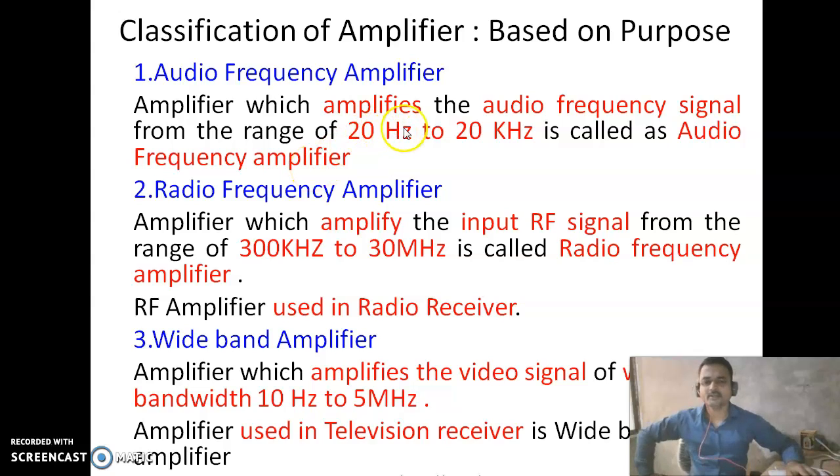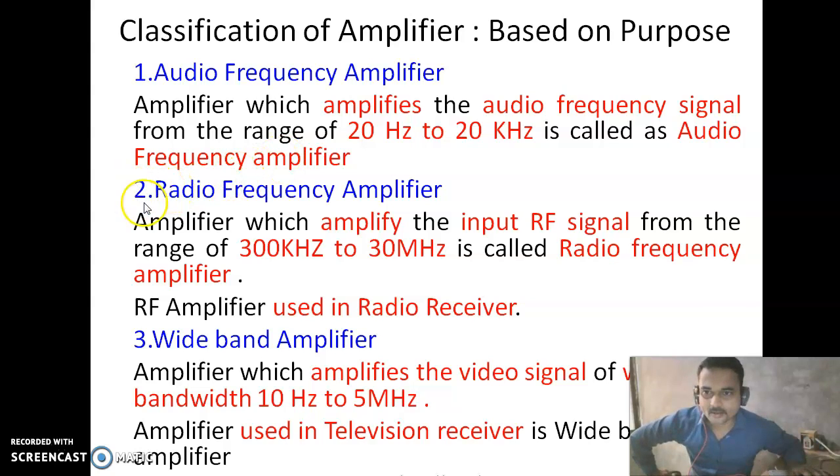The range of 20 Hz to 20 kHz is the frequency range which is audible to a human being. This is the frequency range used to amplify audio frequency signals. We can listen to any frequency which lies between 20 Hz and 20 kHz. That amplifier is called an audio frequency amplifier.